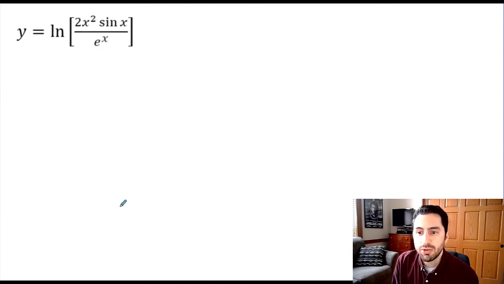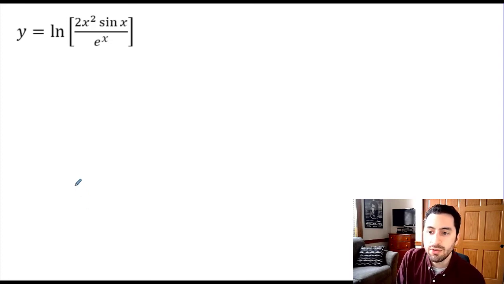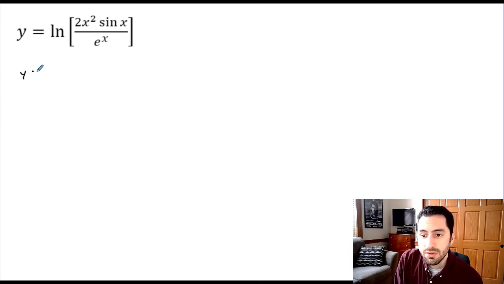So the second example, I have y is equal to the natural log of 2x squared times the sine of x divided by e to the x power. So again, if I were to try to find the derivative straightforward from this initial step, it may be very complicated. But I can use the properties of logs to expand this. So let's do that and let's see what we end up with.